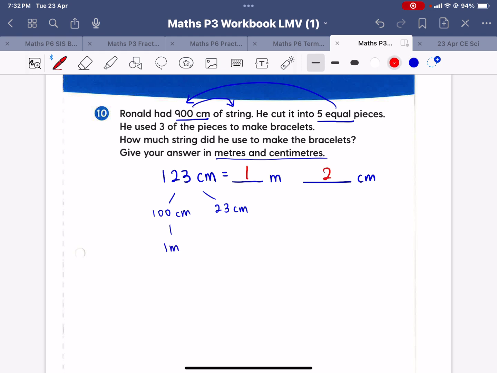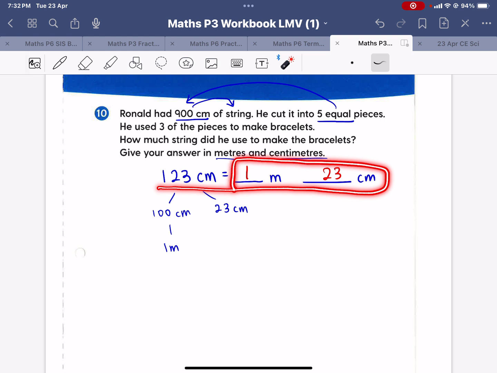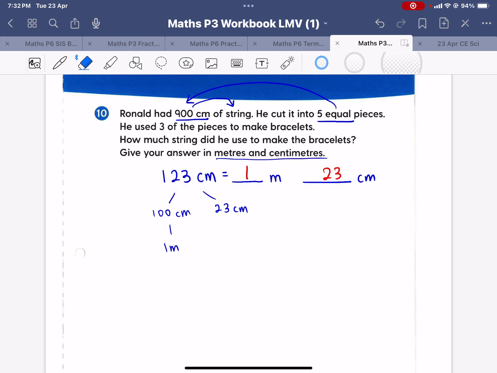And this will be 23 centimeters, because centi stands for 100. So our answers have to fit this condition. This is just an example, a recap. So we're going to erase this and get this started.